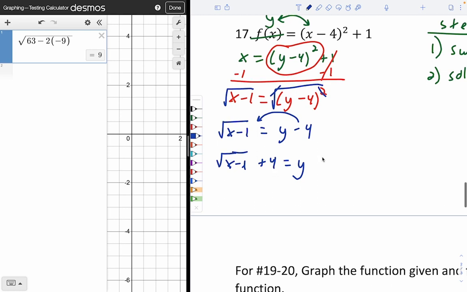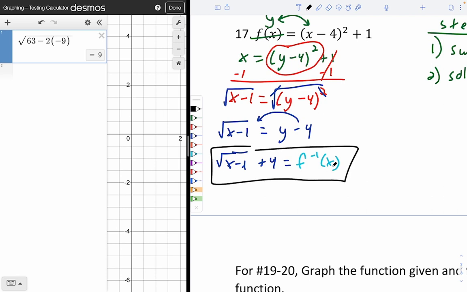The last thing you need to be aware of, I don't care if you do it on a multiple choice or whatever, is you need to be able to label it as an inverse. All you do to label this as an inverse is, instead of putting y, you put f to the negative 1 of x. And that's it. The f to the negative 1 is just the label for inverse. It doesn't do anything, right? And we're done with that question.